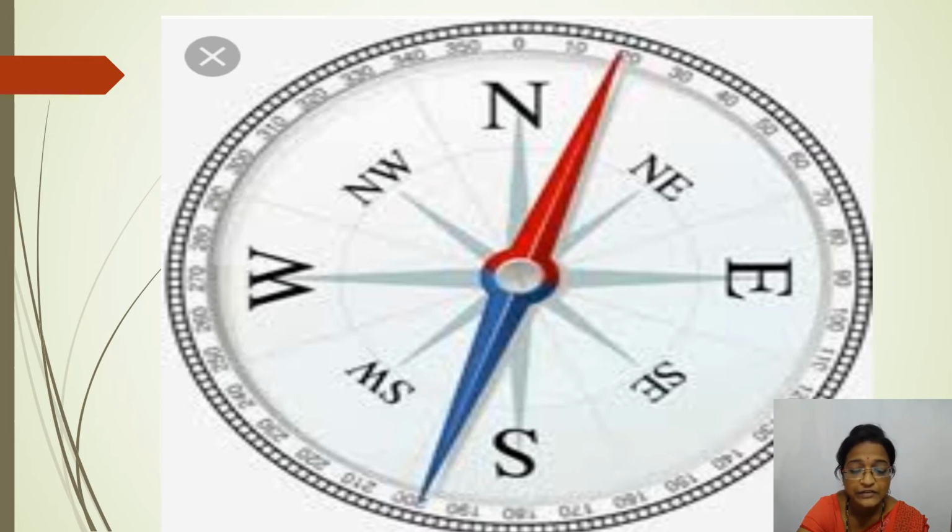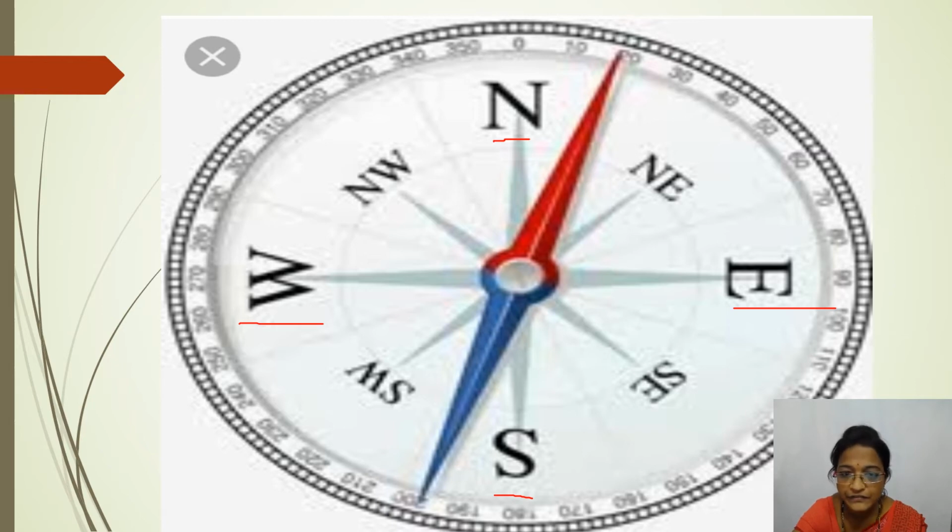So now you should identify which is north and which is south. To identify the north pole of the magnetic needle, it is usually painted in a different color, so you can see here the red color. So we can identify that it is north. You can see here on the compass north, south, east and west.